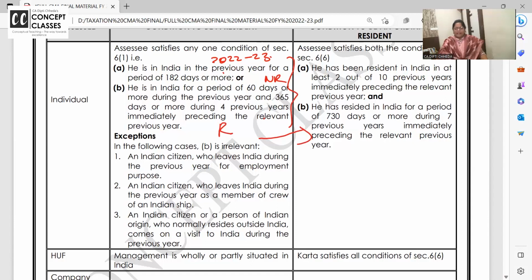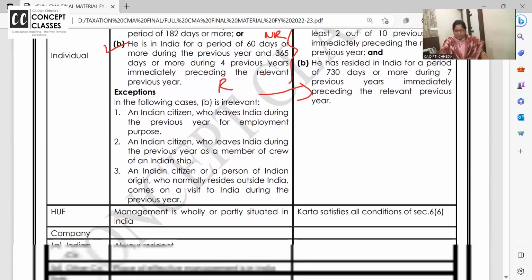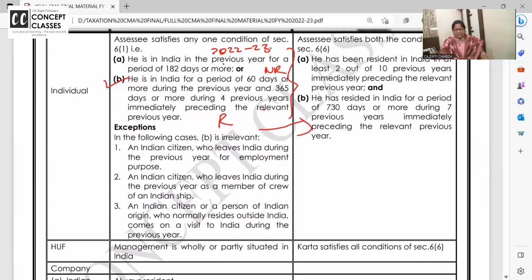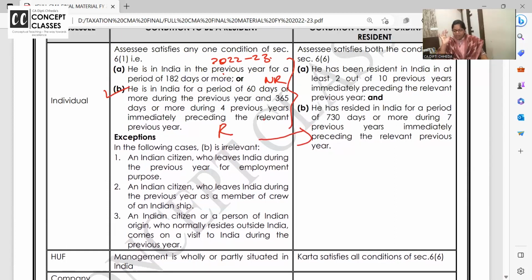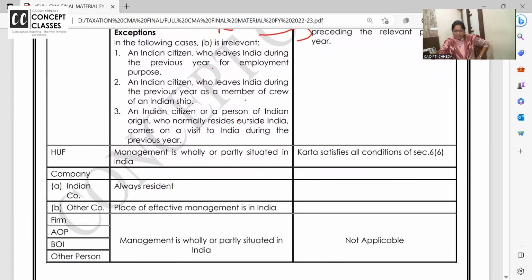Now, the exception to the rule wherein the second basic condition of 60 days is not applicable. So what are the cases where the 60 days condition is not applicable at all? If you are in India for 182 days or more, then you are said to be resident, otherwise non-resident. Indian citizen leaving India. Okay. Indian citizen who leaves India for work or employment. Indian citizen who leaves India during the previous year as a member of crew of a ship. Indian citizen or a person of Indian origin who normally resides outside India comes on a visit to India. Okay. Right. So this is all.